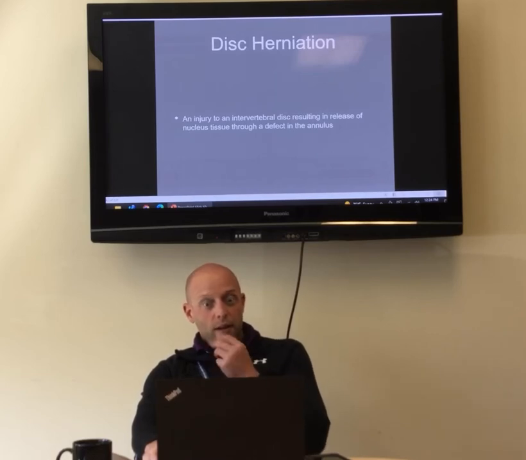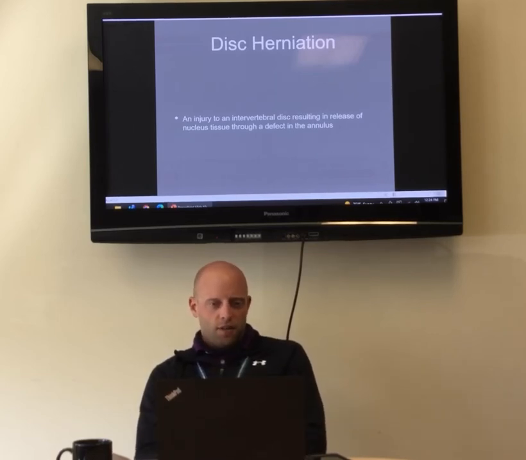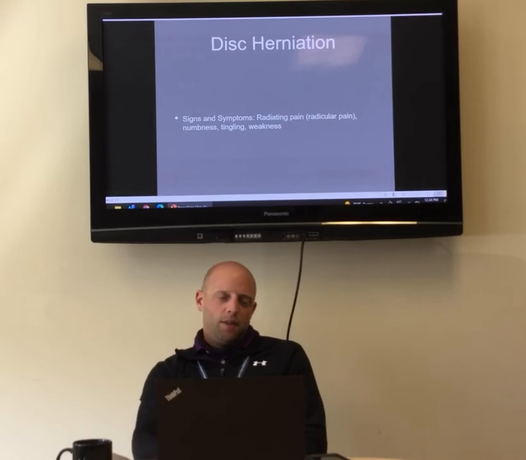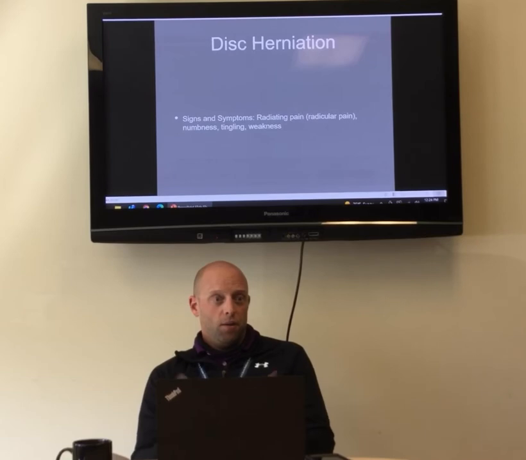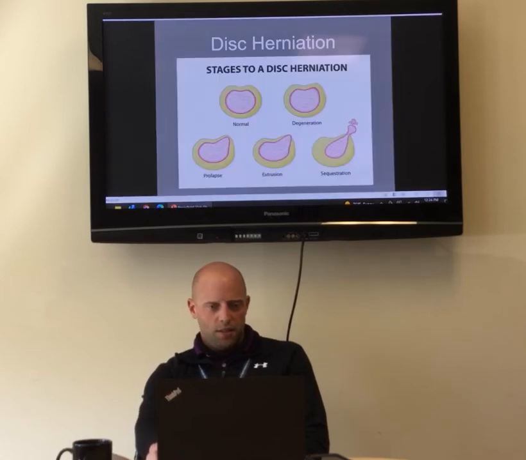And now we talk about an actual disc herniation. This is injury to an intervertebral disc that results in release of the nucleus tissue through a defect in the annulus. Signs and symptoms: much more commonly here, you're going to get radicular pain shooting down the leg, numbness, tingling, weakness. With a really large disc herniation, you can get cauda equina syndrome, which is bowel and bladder dysfunction, numbness, or loss of control of bowel and bladder, which is an emergency.